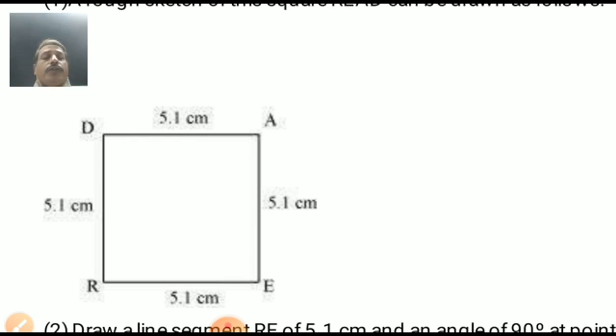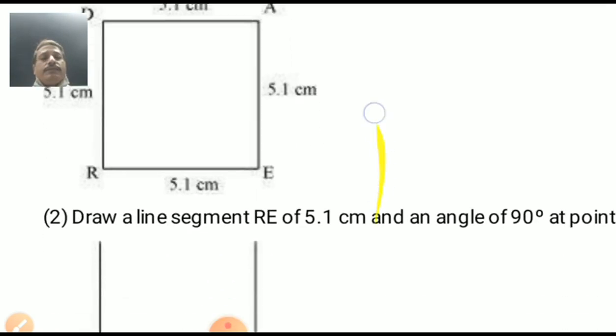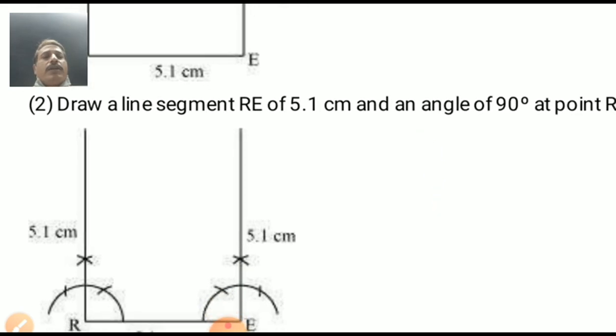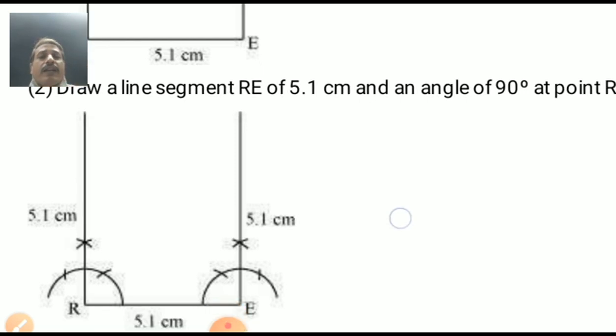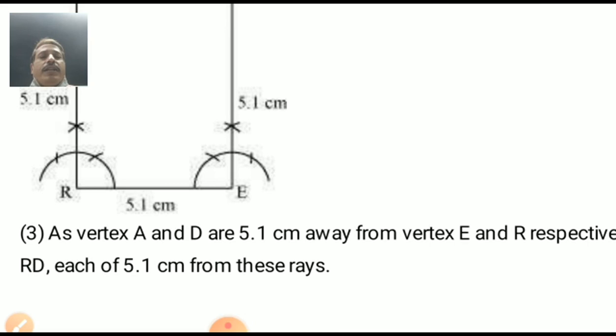Yes. Good. Start RE. RE को 5.1 ले लिया बेटा. 90 डिग्री बना दिए बेटा. कैसे बनाया? Yes, you are knowing very well. Both the sides, not one side. Both are 90 degree. Correct. And arc 5.1 centimeter. Cut it. 2 points are there. Yes, A and D are 5.1 centimeter from E and R. And then join A and D. Your READ is ready.